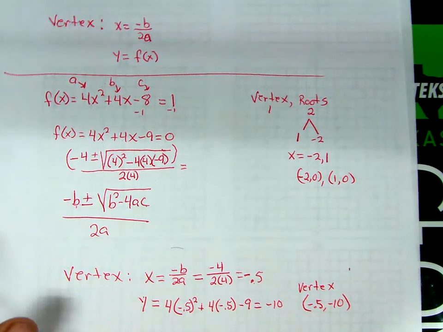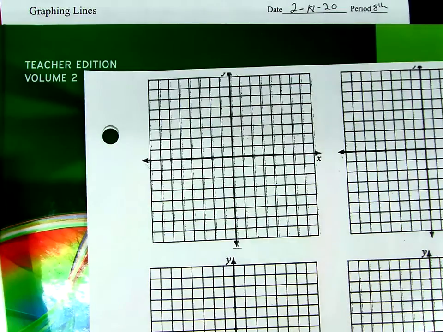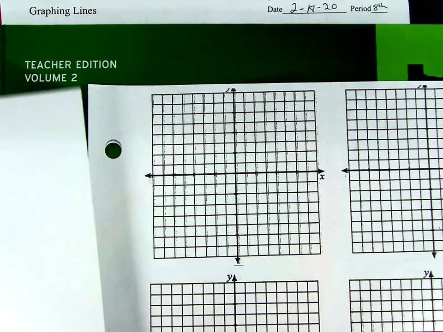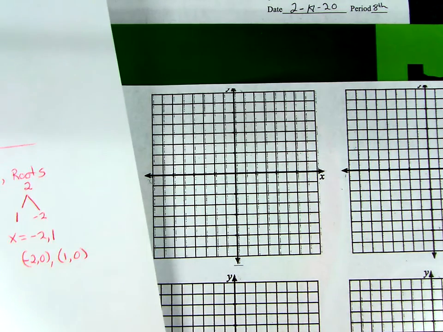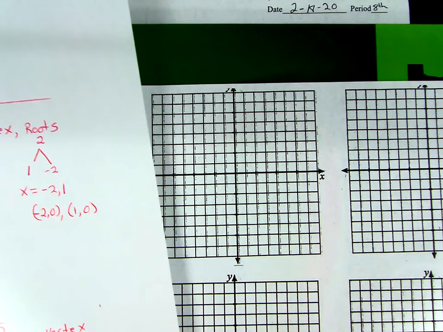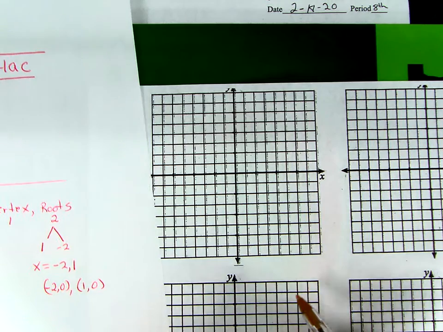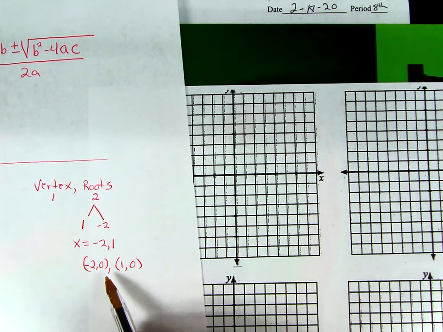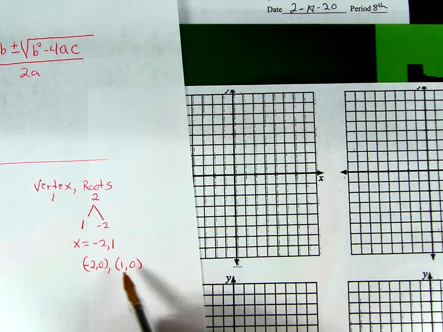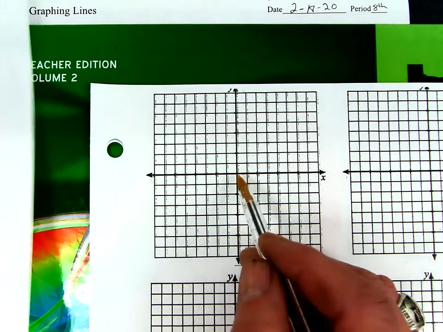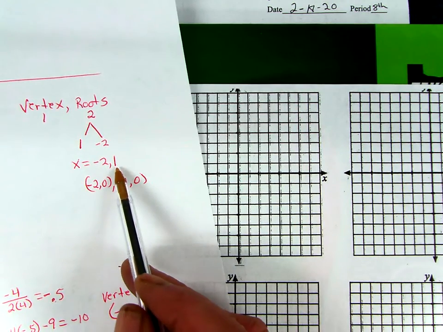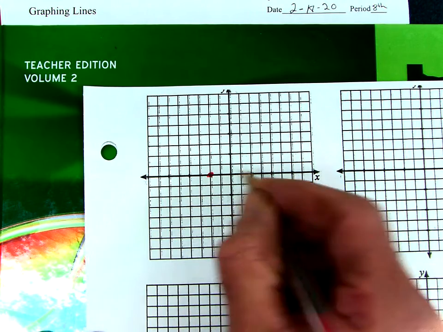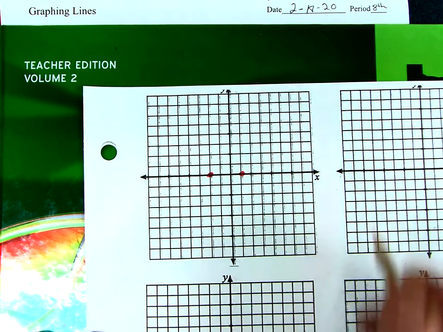I'm ready to go graph this thing. I hope this doesn't show up too fuzzy on the video. All I'm going to do is plot these 3 points, and then connect them using a smooth curve. Let me do my roots first. They're going to be on the x-axis. I got the numbers negative 2 and positive 1. So on the x, I'm going to go to negative 2 and make a dot. I'm going to go to positive 1 and make a dot.